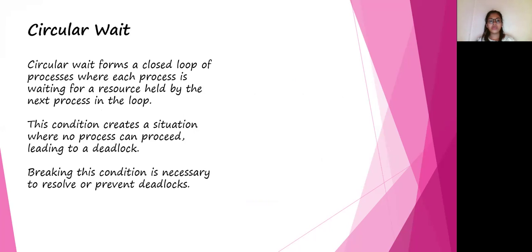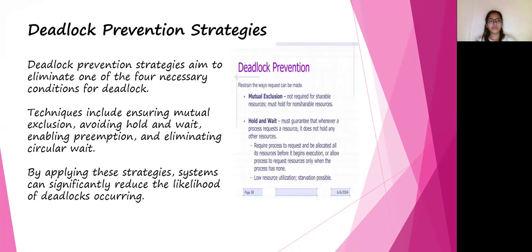Circular wait forms a closed loop of processes where each process is waiting for a resource held by the next process in the loop. This condition creates a situation where no process can proceed, leading to deadlock. Breaking this condition is necessary to dissolve or prevent deadlocks.